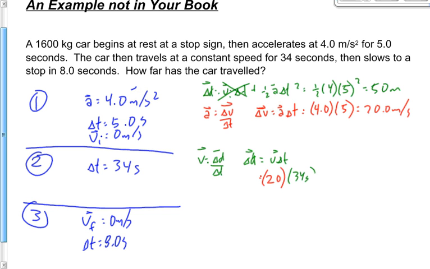That makes sense, guys? If you're speeding up to a speed of 20 meters per second, and then you go to constant speed, how fast is that constant speed? 20. 20 times 34 gives me, what is that, 680? 680 meters.